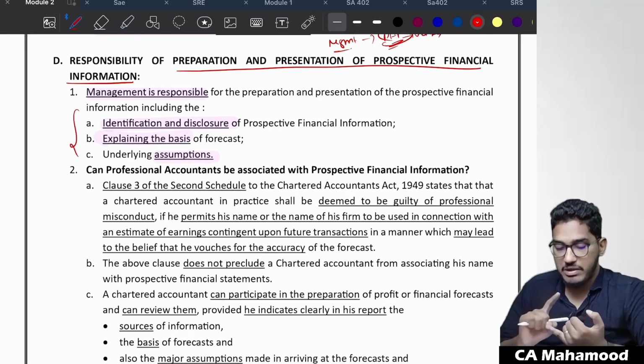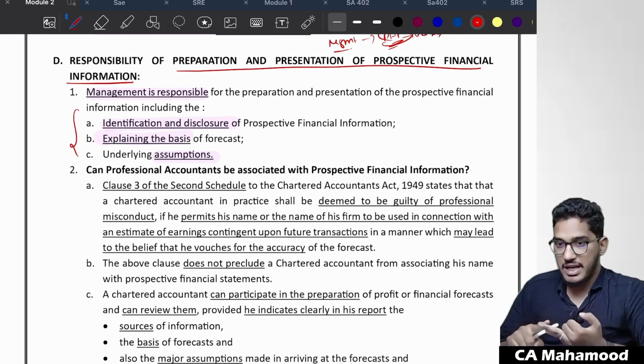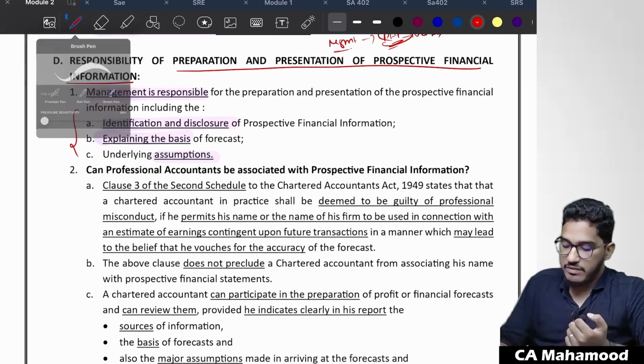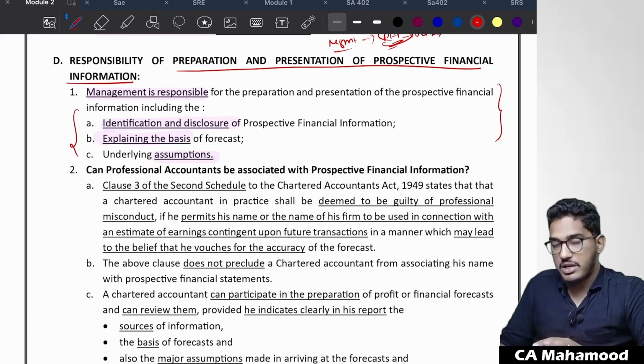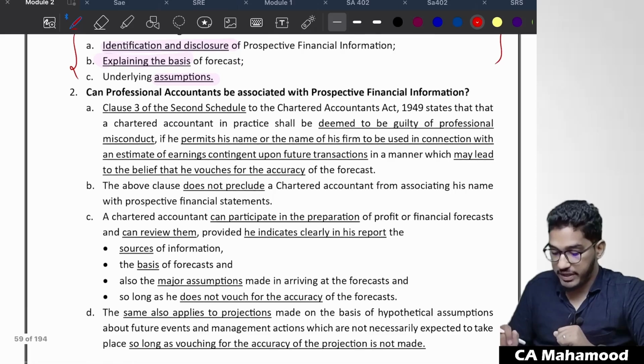They will identify what kind of prospective financial information they have to prepare, what explanations they have to give, what disclosures they have to give, what assumptions they have to make. Everything will be done by the management. Then as a chartered accountant, what you will do is go and verify. You will go and verify.